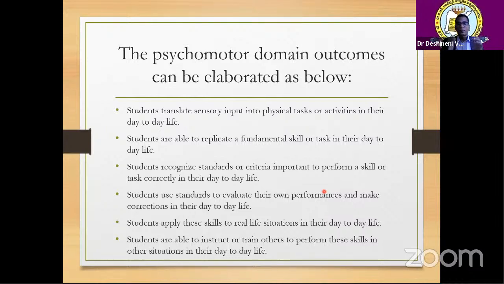And also, students apply these particular skills to real-life situations in their day-to-day life. Students are able to instruct or train others to perform these skills in other situations in their day-to-day life. So these are the points related to psychomotor domain outcomes.